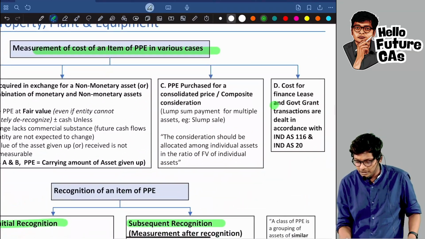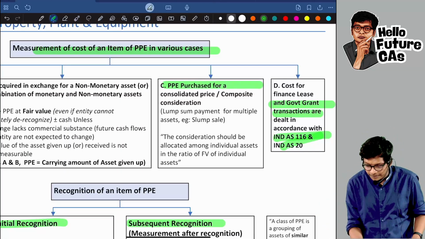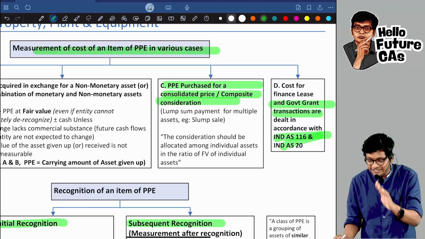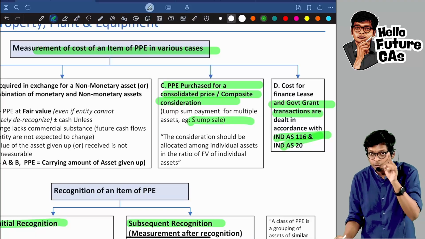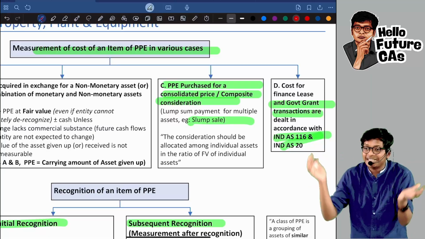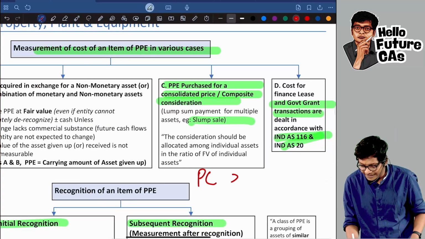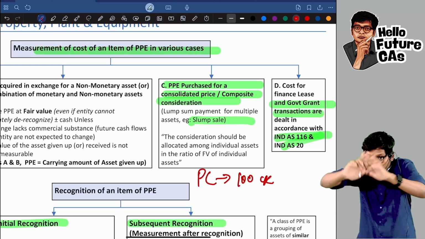Next special case, for government grants, they are saying go see the government grant standard. Then purchase price for a composite consideration. Very classic. In income tax, you have slump sale. Now imagine I am purchasing all assets together for a purchase consideration. Amalgamation: I am giving a purchase consideration and buying, let's say I am giving 100 crores and buying the full business as such.